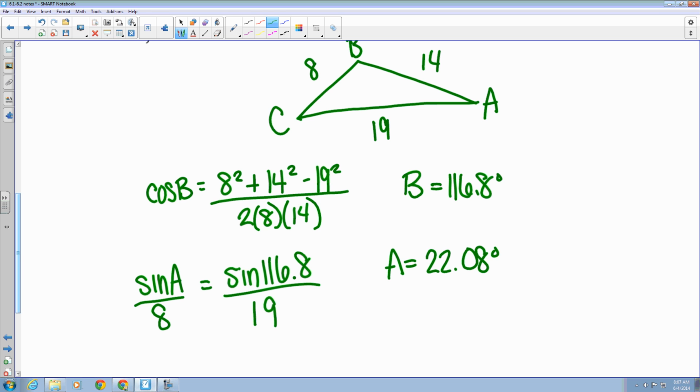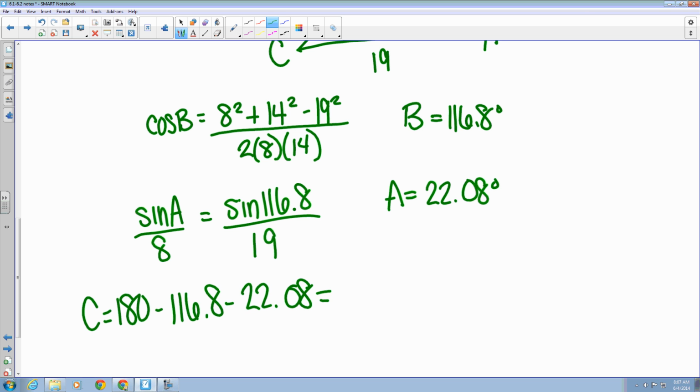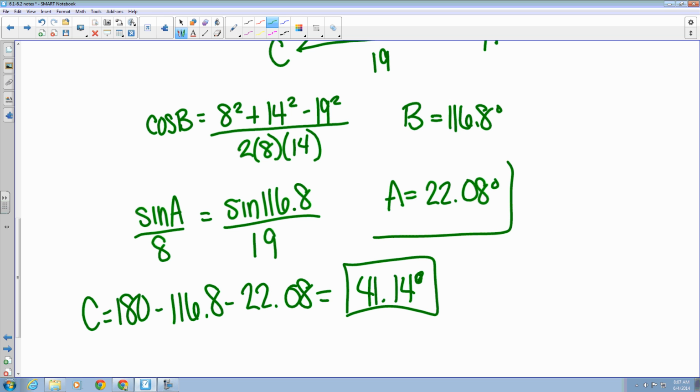22.08 degrees. And then to find angle C, I can subtract the 2 angles that I know from 180. And I get 41.12 degrees. So I always have 3 knowns, and I find the 3 unknowns.